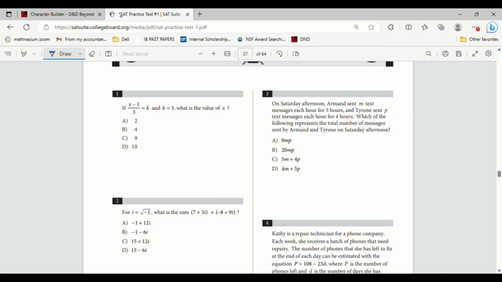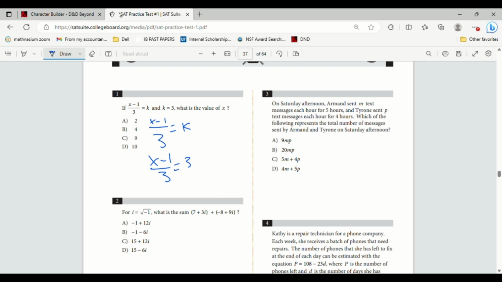So we have: if (x minus 1) divided by 3 equals k, and k equals 3, what's the value of x? Well, whenever I'm given any sort of equation, I like to write it out. And then they tell us that k equals 3, so we can simply substitute 3 for k. So we get (x minus 1) divided by 3 equals 3.